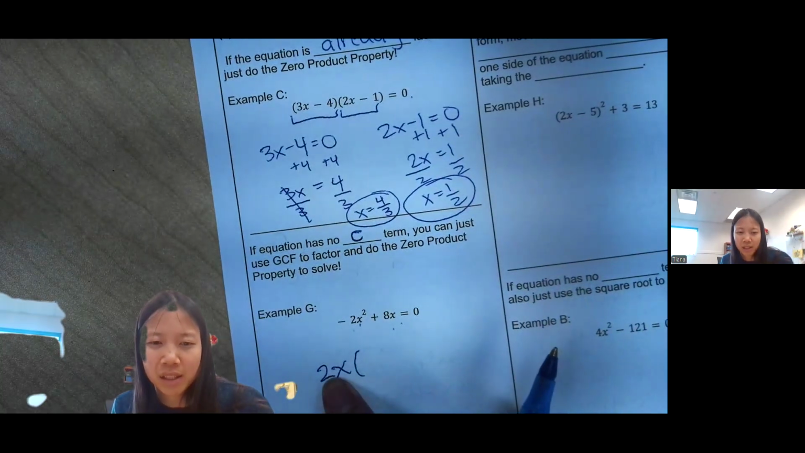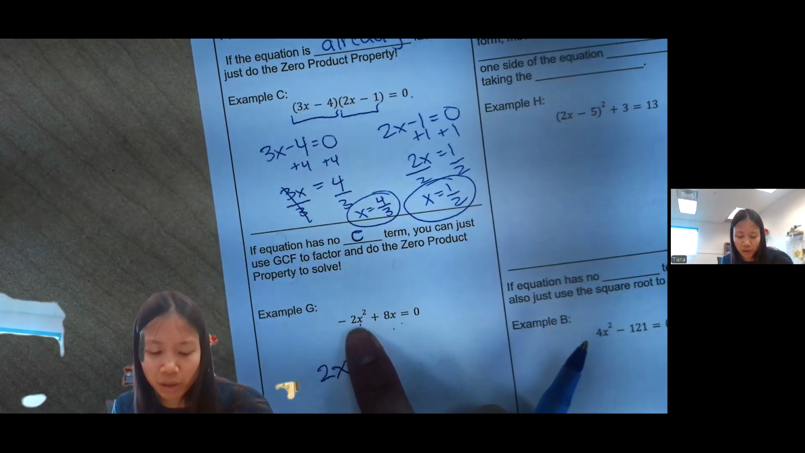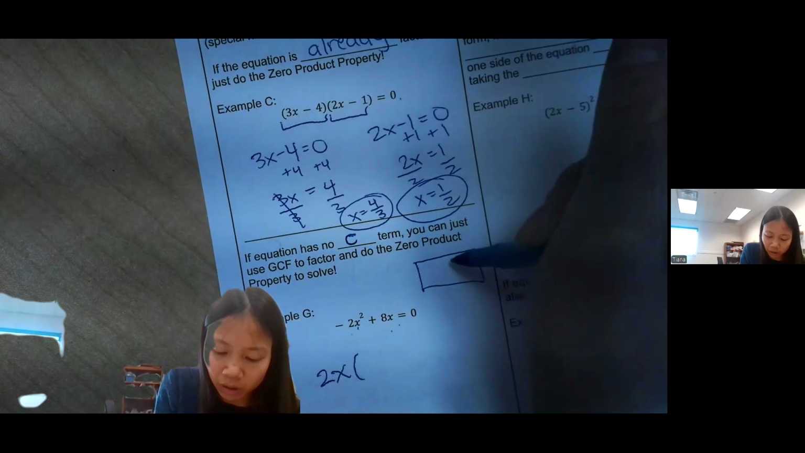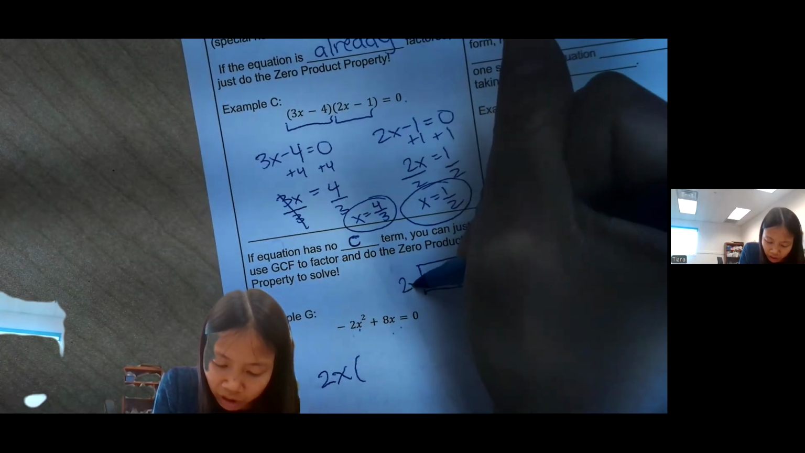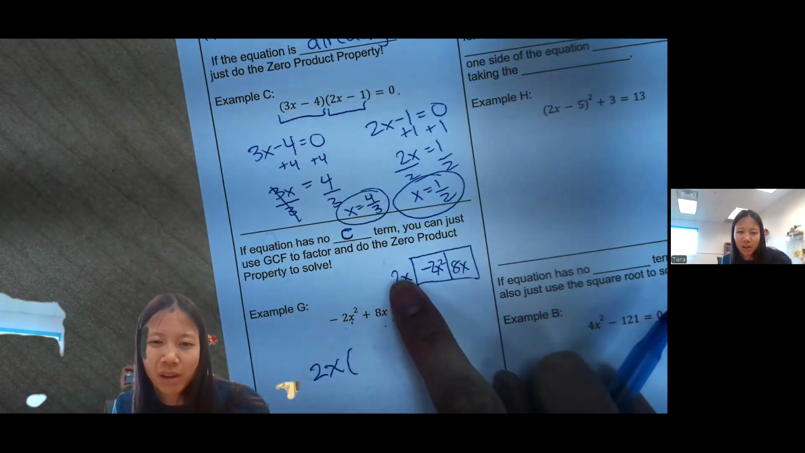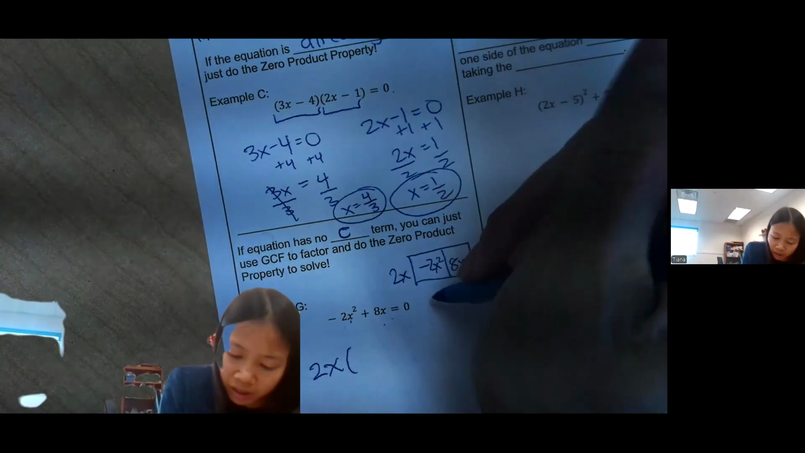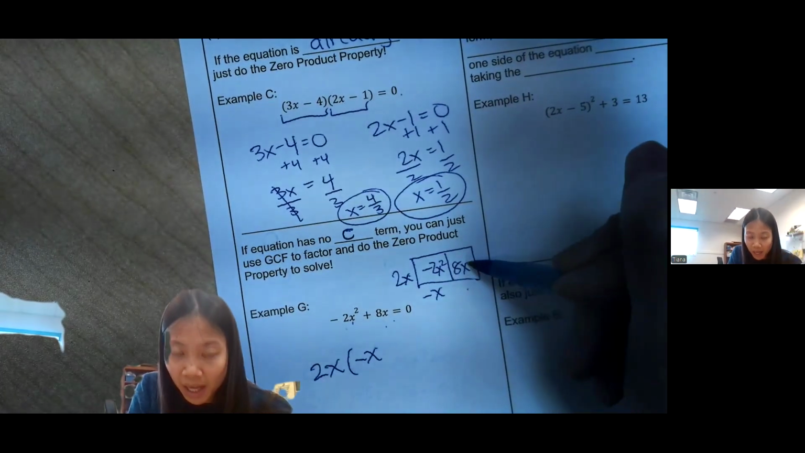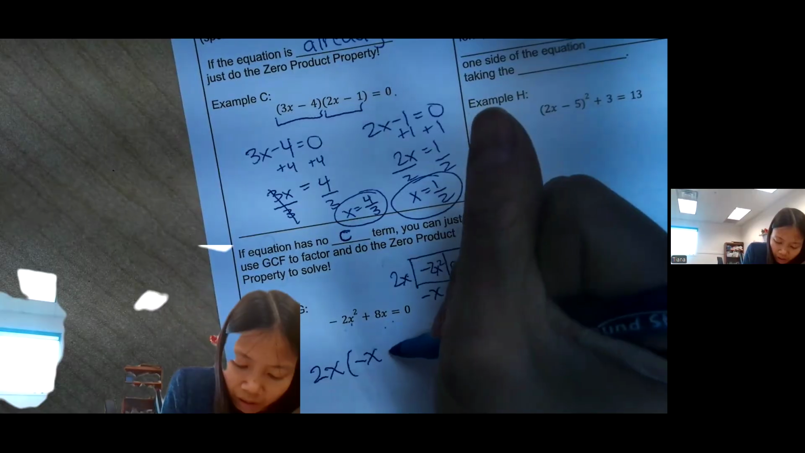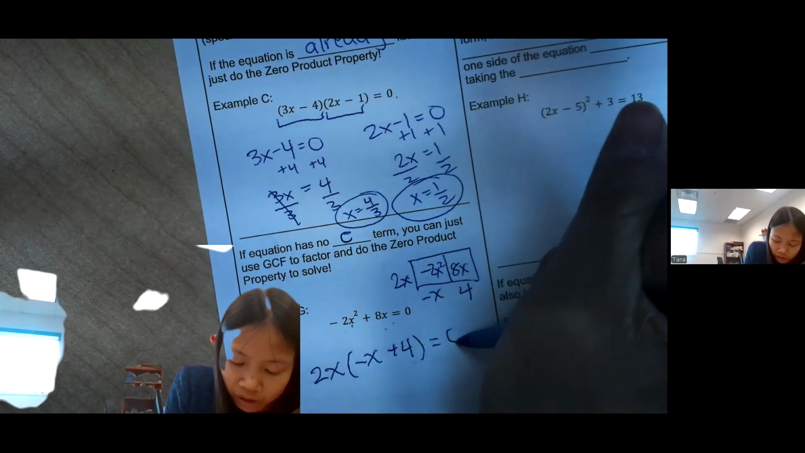So I have to figure out 2x times what would give me -2x squared. You can draw this in an area model if you want to, like we've done before, but you don't have to. So it's like we pull the 2x out here. I want to figure out 2x times what gives me -2x squared. That would be -x. And then 2x times what gives me 8x. That would be +4. So now I have -x plus 4, and then that equals 0.